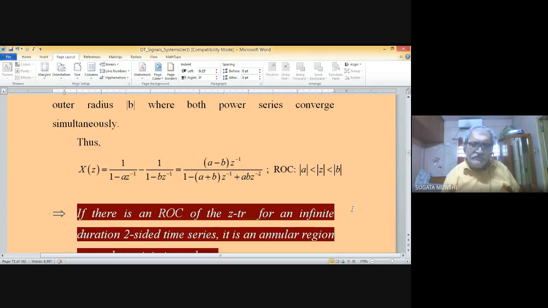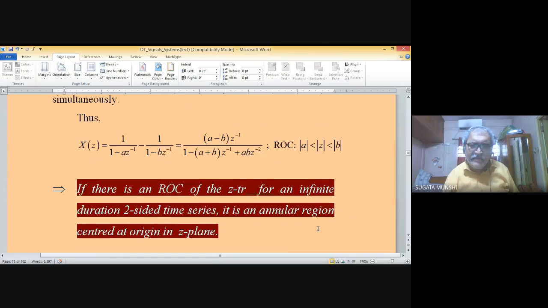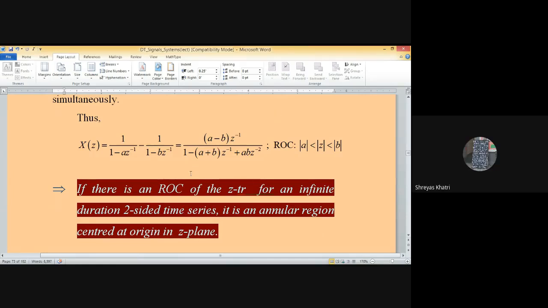Thus, we can make this observation that if there is an ROC of the Z transform for an infinite duration two-sided sequence, another name for such a sequence is also time series, it is an annular region centered at origin in Z plane, or a ring-shaped region centered at origin in Z plane. Observe the language: if there is an ROC, because there can be cases when there will be no ROC.